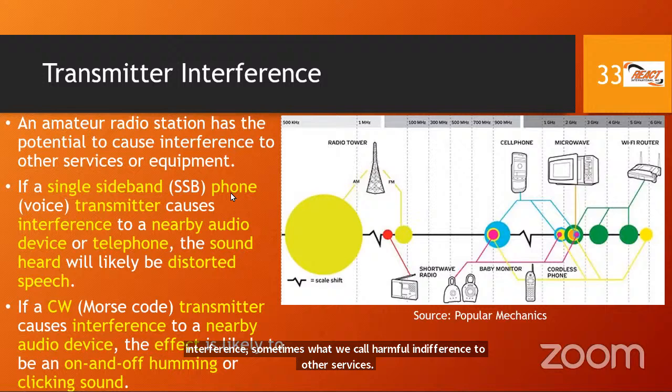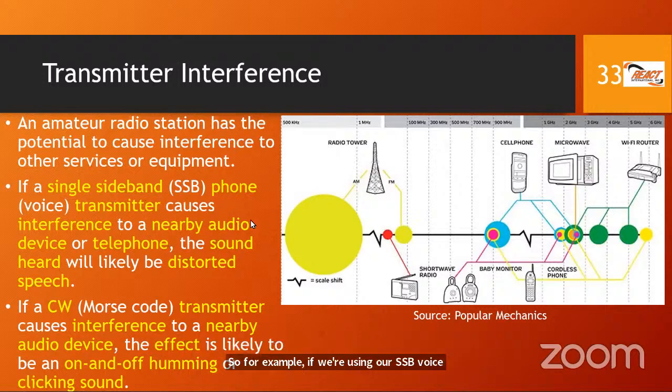So for example, if we're using our SSB voice transceiver and we're transmitting our phone signal or voice signal on SSB, the person might hear their speech distorted on the telephone. So that's an example of interference that we can cause. And just quickly, if we're transmitting Morse code, dits and das, what can happen is someone, maybe with their stereo set, may hear an on-off humming or clicking sound. So that's how interference that we might be generating might manifest itself.